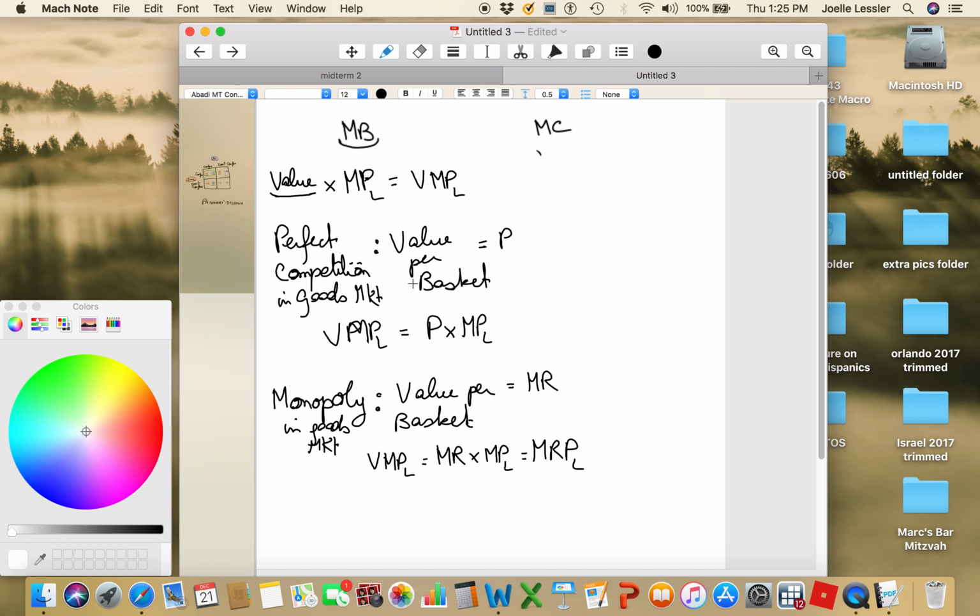So, again, if you're selling in a perfectly competitive goods market, the value of marginal product of labor is the price times the marginal product of labor. If you sell in a monopoly, the value of marginal product of labor is marginal revenue times marginal product of labor, and we refer to that as the marginal revenue product of labor. Either way, that's the value of marginal product of labor. That's how much value I'm getting for each worker.